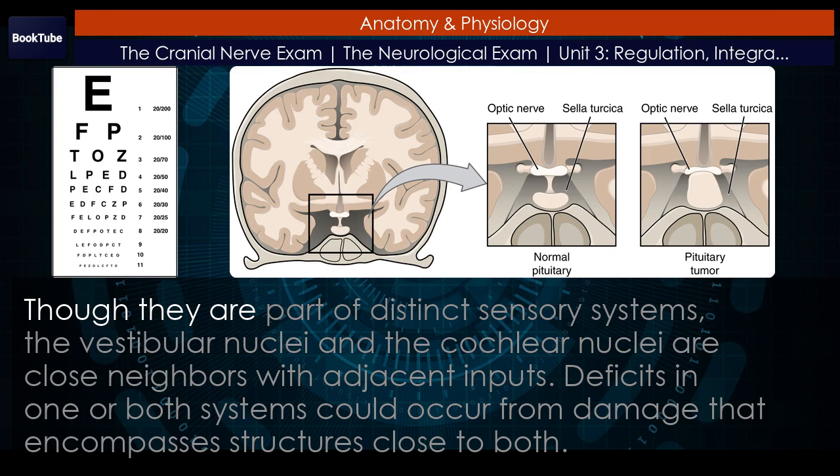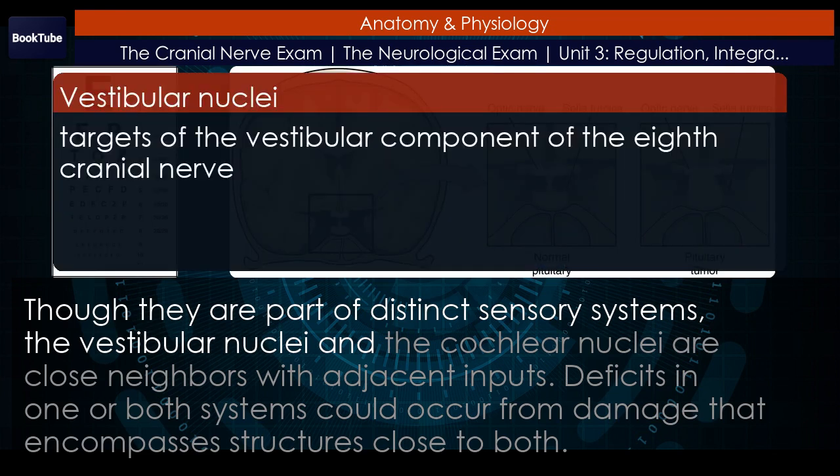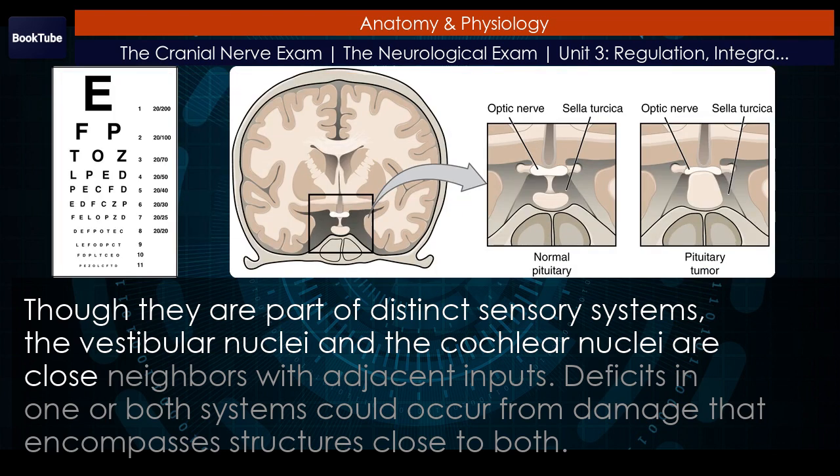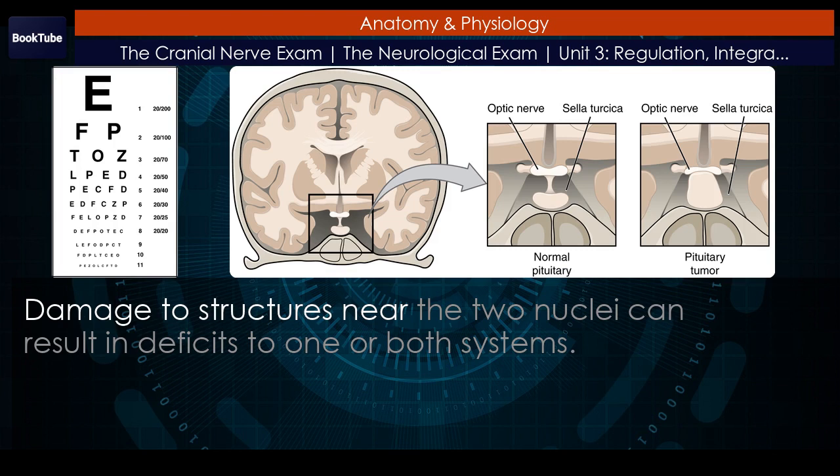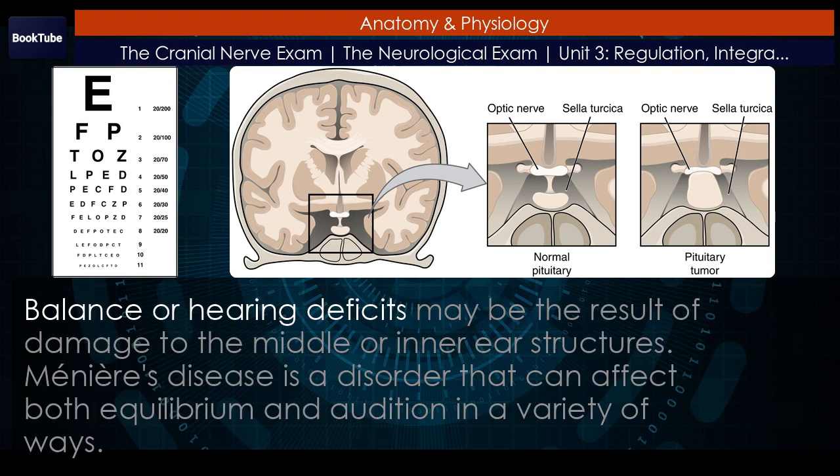Though they are part of distinct sensory systems, the vestibular nuclei and the cochlear nuclei are close neighbors with adjacent inputs. Deficits in one or both systems could occur from damage that encompasses structures close to both. Damage to structures near the two nuclei can result in deficits to one or both systems. Balance or hearing deficits may be the result of damage to the middle or inner ear structures.